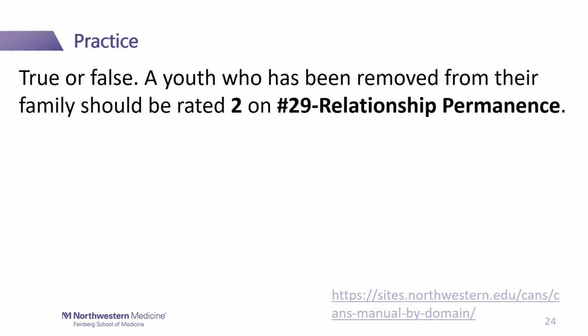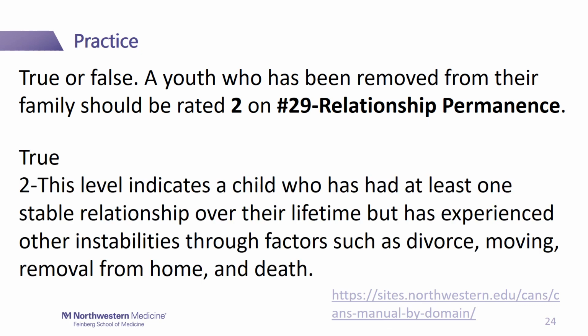True or false? A youth who has been removed from their family should be rated a 2 on number 29, relationship permanence. True. A 2 is a level that indicates a child who has had at least one stable relationship over their lifetime, but has experienced other instabilities through factors such as divorce, moving, removal from home, and death.